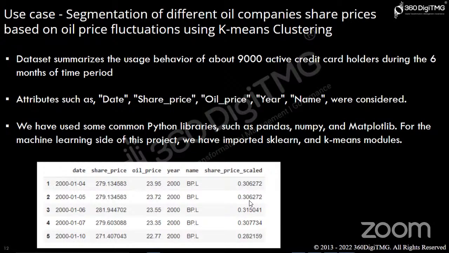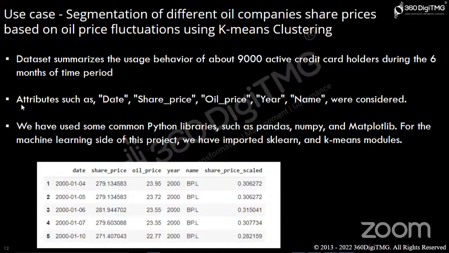What will happen here? There might be a lot of fluctuations in the data. When I have more oil price, maybe my share price might be increasing. When my oil price comes down, maybe my share price is coming down. That we don't know. So we are taking different oil companies' data, and we have taken some time lapse here. We have taken some data from different years, from 2000 to 2017. Then we are trying to work on this data.